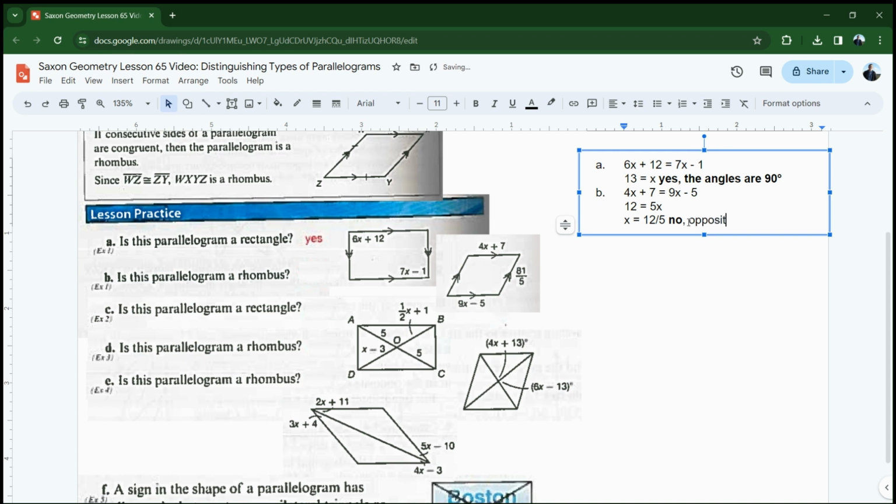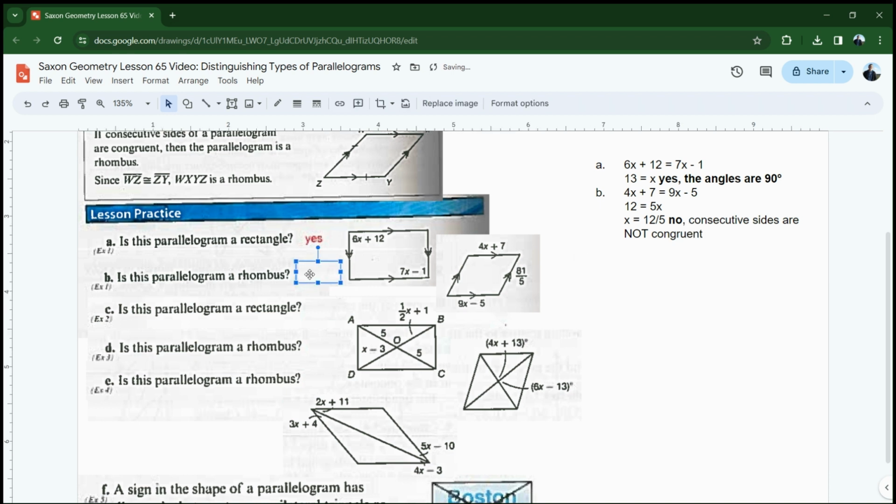I'm going to say no. I'm sorry, consecutive sides are not congruent. And let's see if I'm right here.